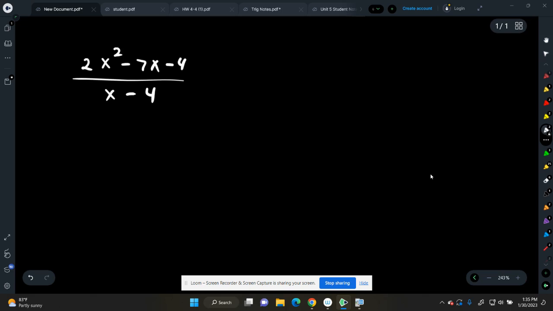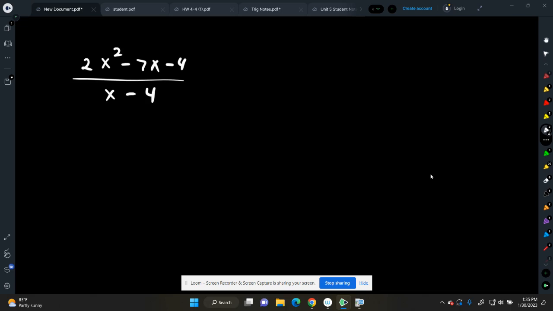Okay, so the first one was 2x squared minus 7x minus 4 over x minus 4. On the 4 problems that you did for homework, they were all the same size squares, but we're going to review how to come up with the number of rows and columns for your square that you're using on your tabular method. All the iPads need to be away.